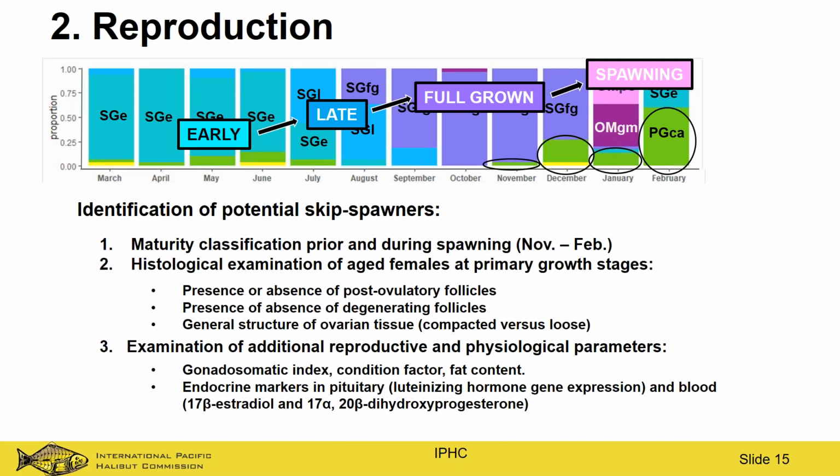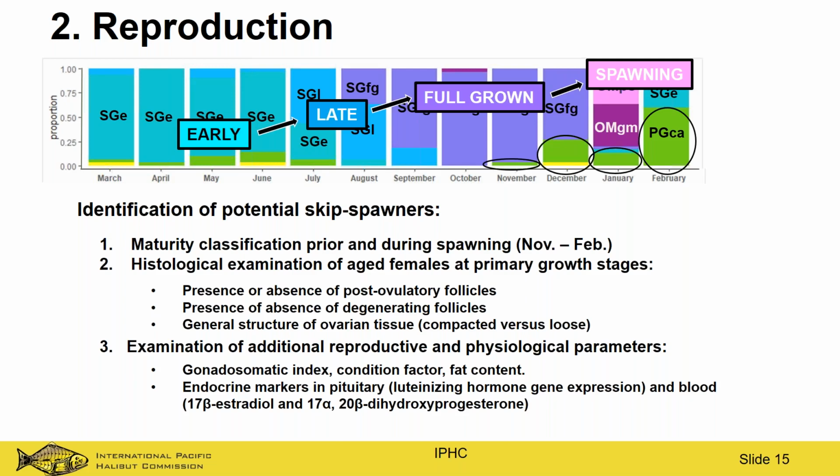Mm-hmm. Because there's a fair possibility that there may be some females that are misclassified. And this is a component of the study that we're still looking at: how good the visual classification of maturity is compared to histological classification of maturity, and how we can improve it. Sorry to belabor the point. Go ahead, you can continue.